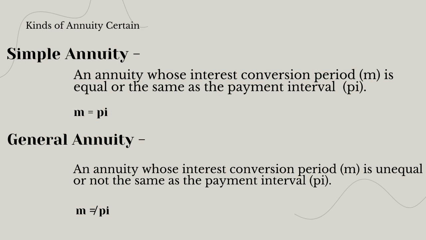Kinds of annuity certain. Simple annuity is an annuity whose interest conversion period or M is equal or the same as the payment interval or PI. M is equal to PI. General annuity is an annuity whose interest conversion period or M is unequal or not the same as the payment interval or PI. But in this solving matter, we will just focus on the simple annuity.